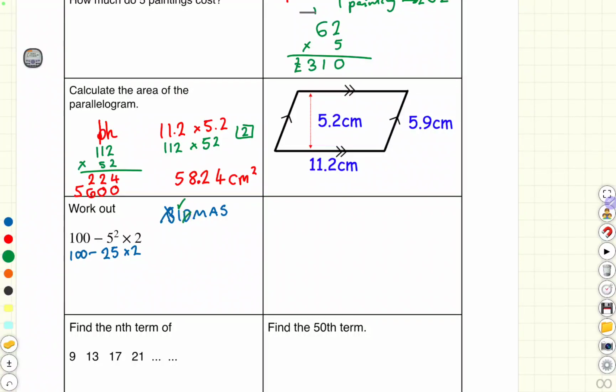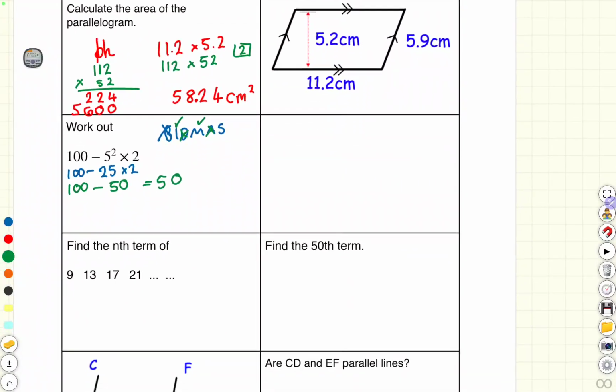Is there division? No, there is not. Is there multiplication? Yes, there is. So 25 times 2 is 50. And then nothing happened to the 100 or the takeaway. And I'm only left with one thing left, which is a subtraction, which gets me a final answer of 50.